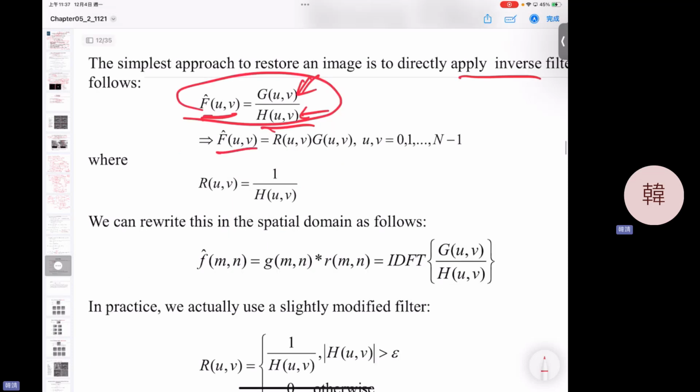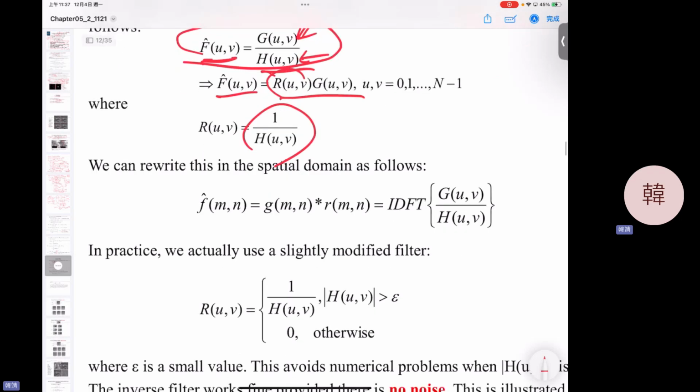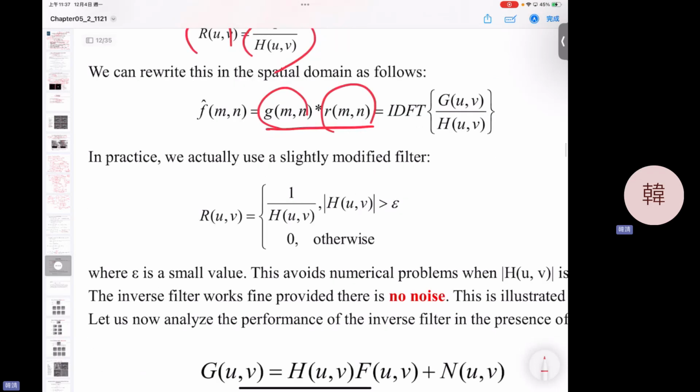So we can write it like this, R times G. R is the inverse filter here. So upside down, divide by the inverse of your degradation model. We can rewrite this like this. It's just mathematical writing, or your restoration with this R is, in the spatial domain, a convolution. So it's no big deal here.